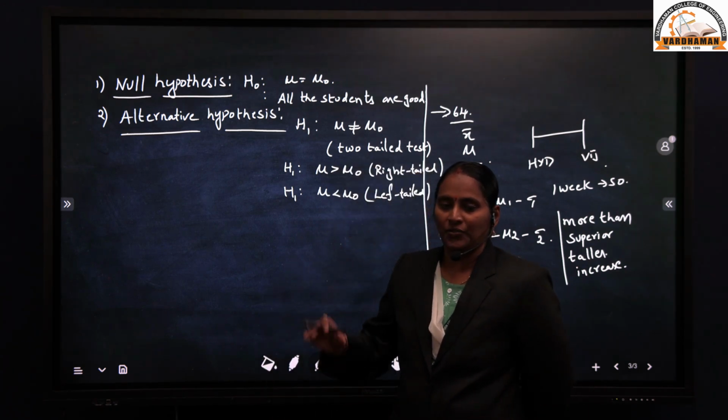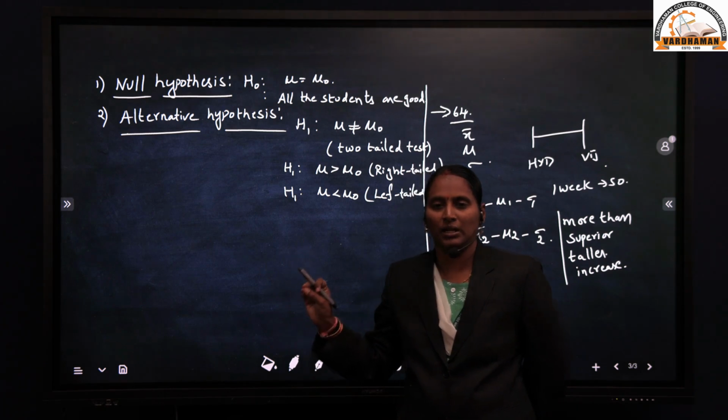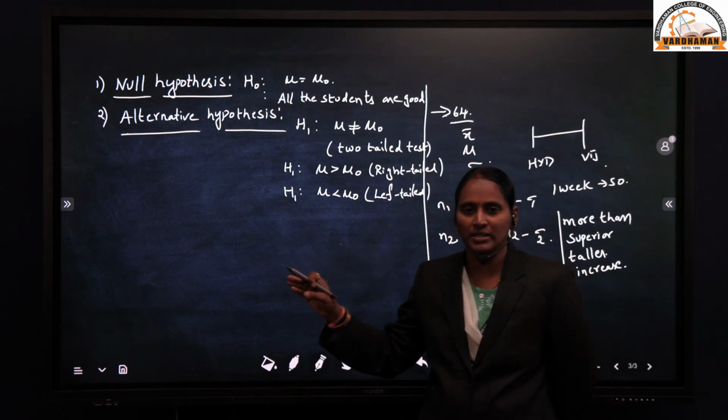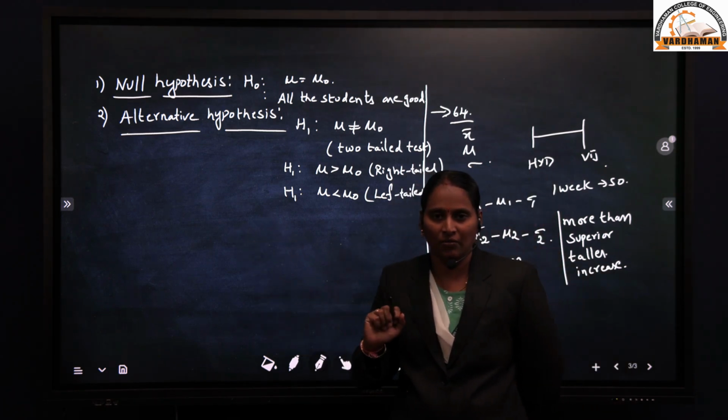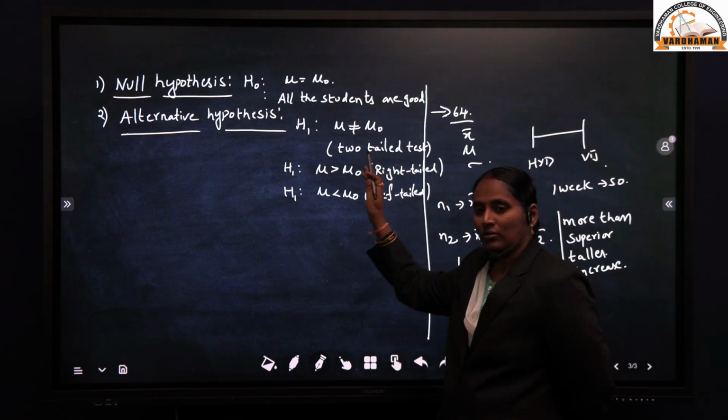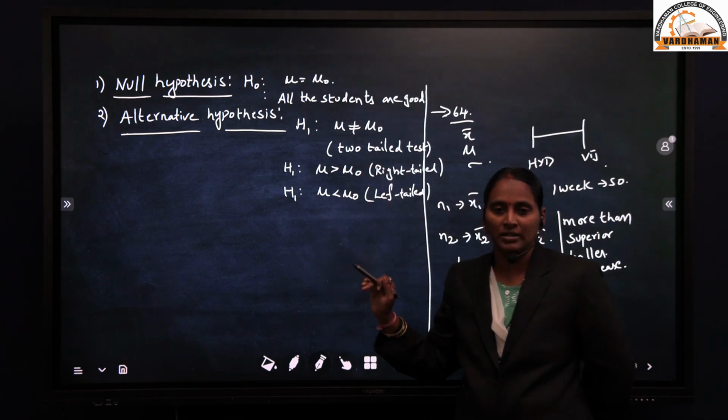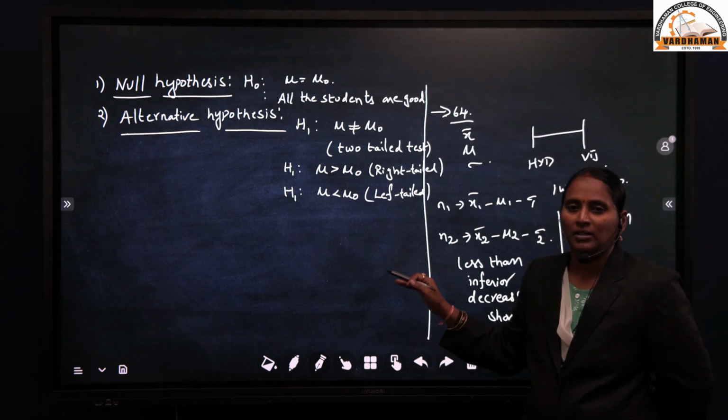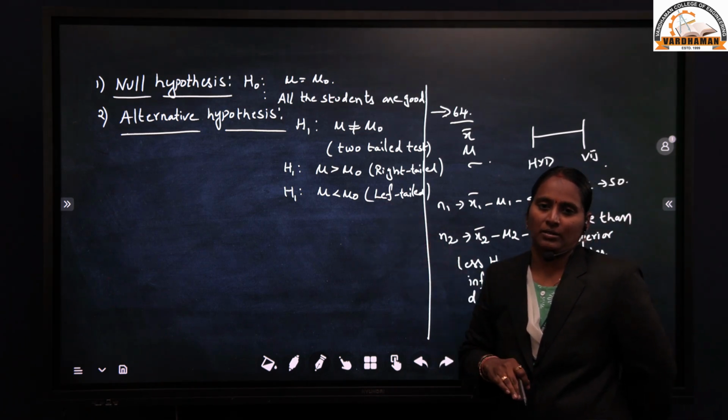Now the first step is to set up the null hypothesis H0. It means that there is no significant difference in the given data. Then the alternative hypothesis is the second step: we write H1, there is some significant difference in the given data.